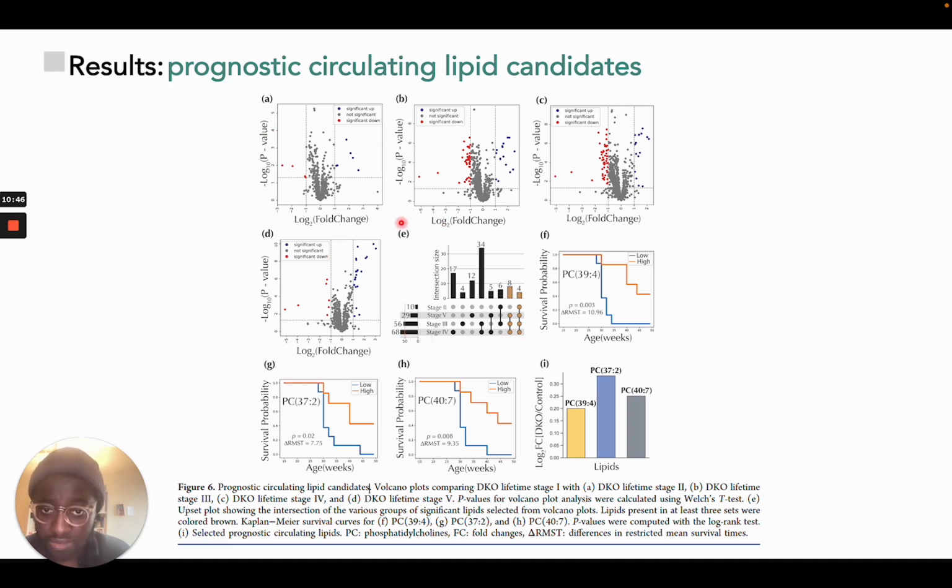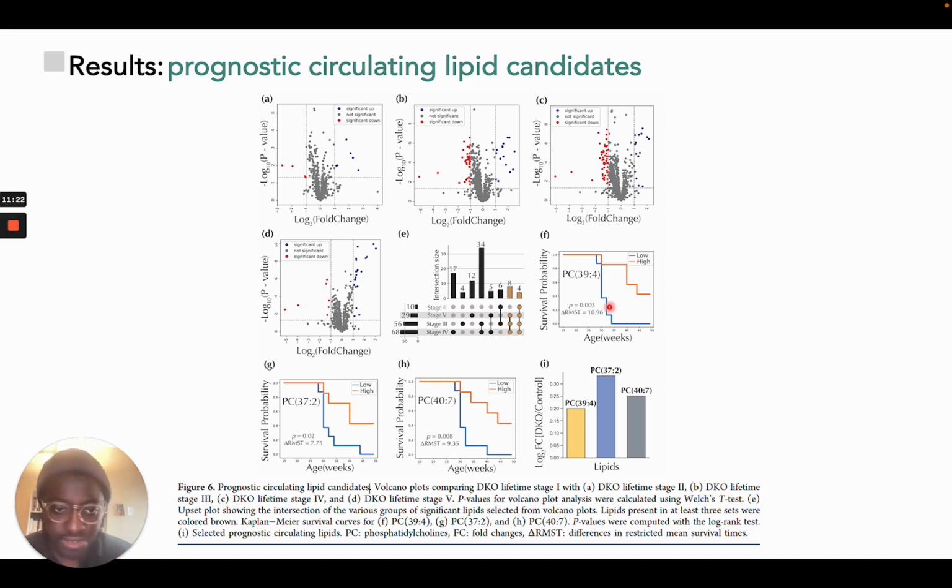So this is just showing the unique numbers, the number of overlaps, and the colored overlaps in brown, showing the lipids that are present. Okay, the significant lipids are present in at least 3 of these 4 comparisons, and these lipids were used to screen for prognostic circulating lipid candidates, in addition to some lipids from figure 1 that were presented earlier.